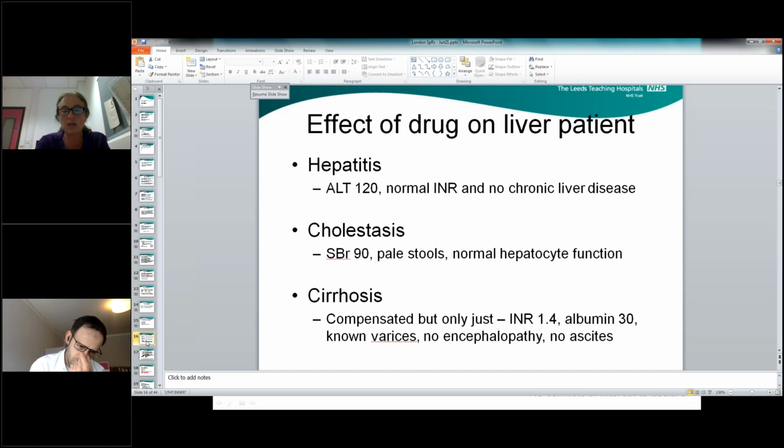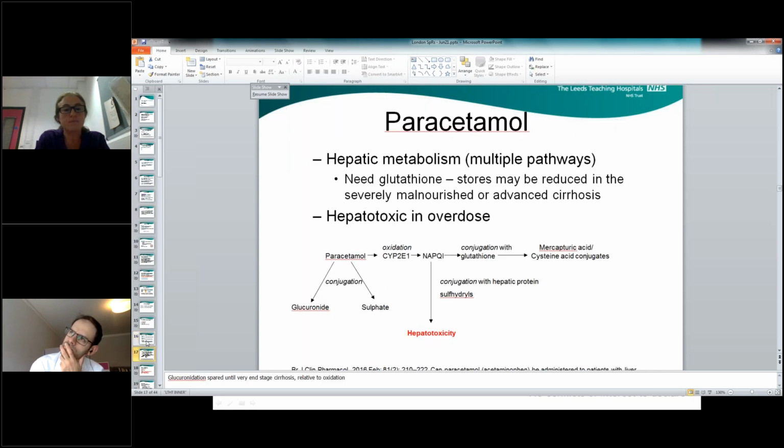So in these situations, we're going to think about these 2 drugs. So paracetamol is hepatically metabolized. Lots of different pathways for metabolism of paracetamol, the conjugation and oxidation. And paracetamol really only becomes toxic when you're going down this pathway.